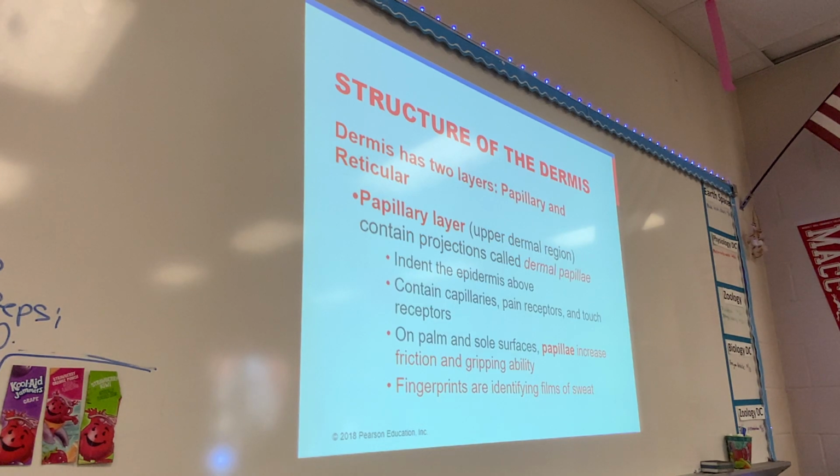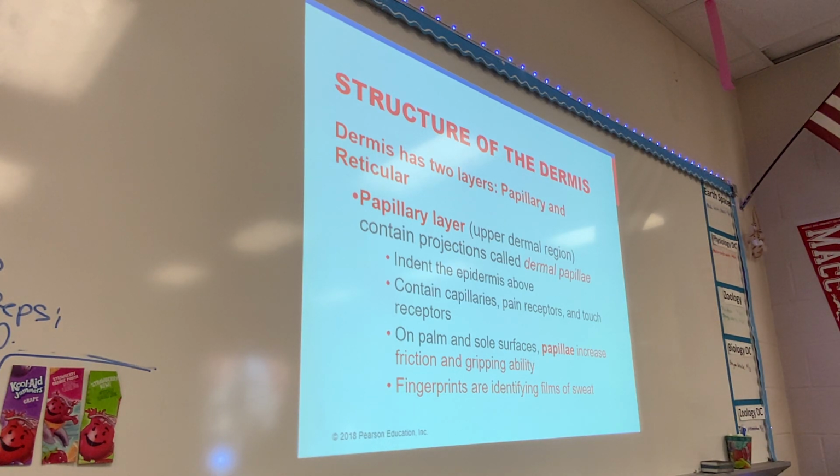So the dermis has two layers called the papillary and the reticular. Now the papillary has something called dermal papillae. The dermal papillae make it so that the layers don't fall off, basically. If you had the dermis and the epidermis right on top of each other, one of them would kind of slide off.